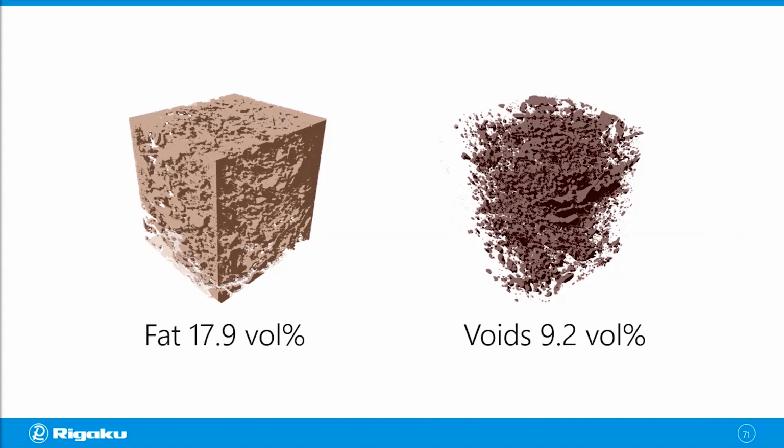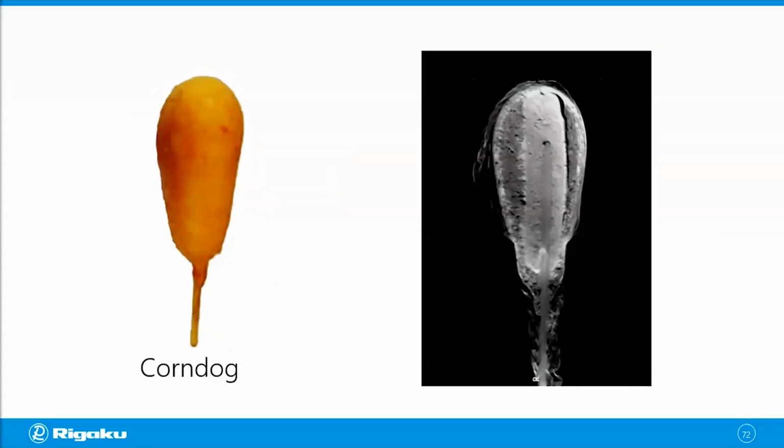But this is the general strategy or flow when you have a sample you want to look at, and this is how you can set the measurement conditions, do a scan, and get some results. And then you can apply the same strategy to look at all different kinds of samples, such as a corn dog. This is the cross-section of this corn dog.